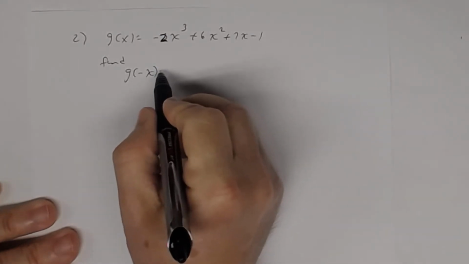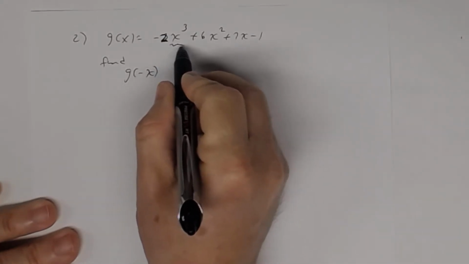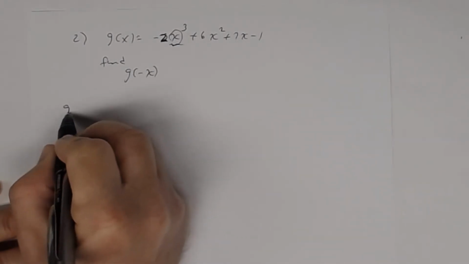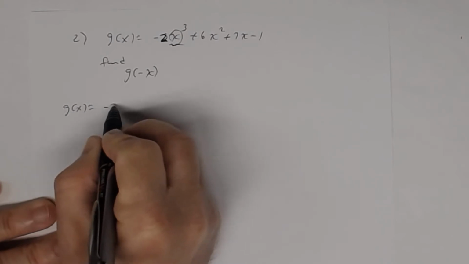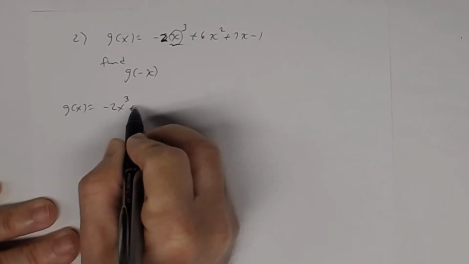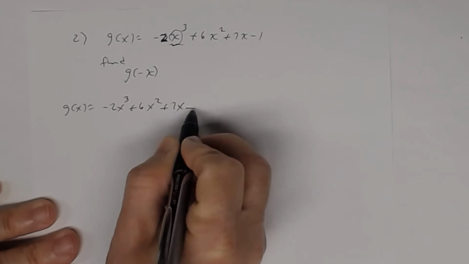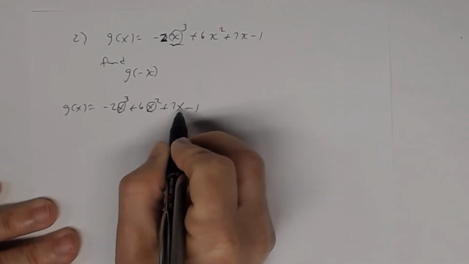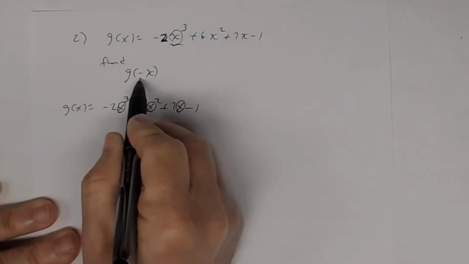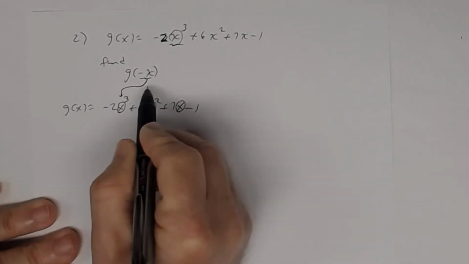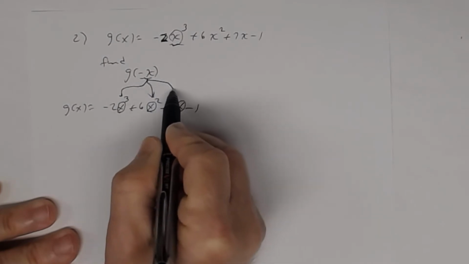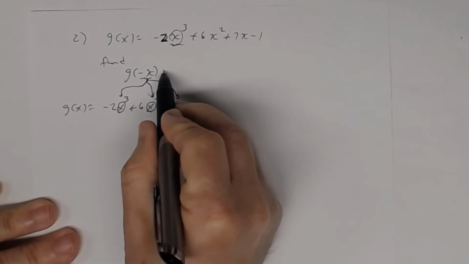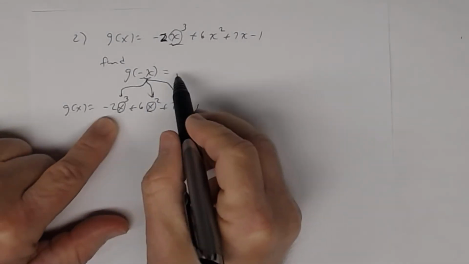So to find g of negative x, wherever I see the variable x, I see it here. Let me go ahead and rewrite it so I don't have to mess this up. So g of x was equal to negative 2x cubed plus 6x squared plus 7x minus 1. So wherever I see that variable x, here, here, and here, I'm going to substitute negative x. So it helps some students actually circle and then draw arrows. And so wherever I see the variable x, I'm going to substitute negative x. So let's go ahead and figure out what that is.